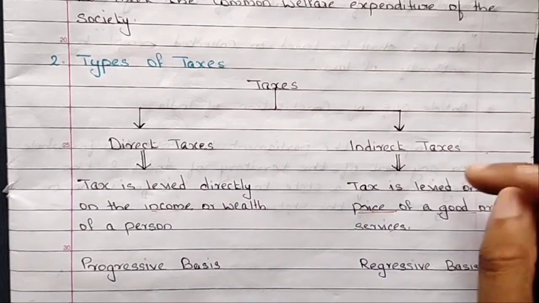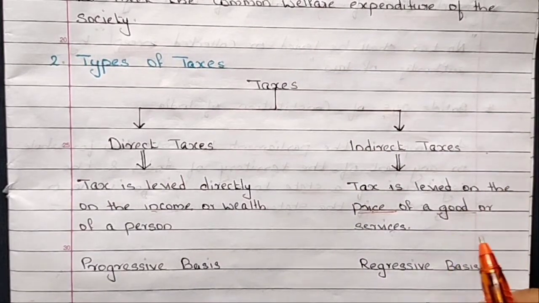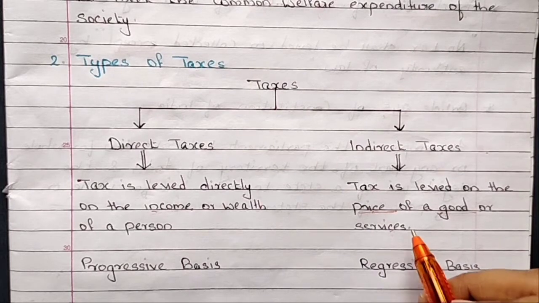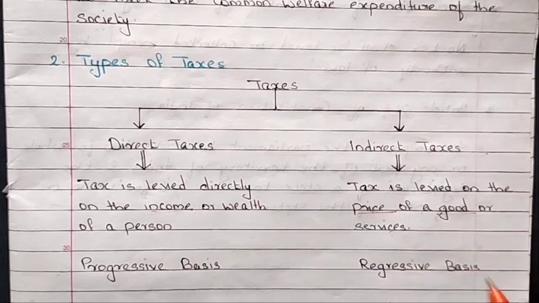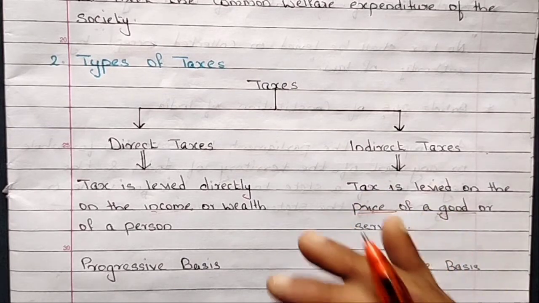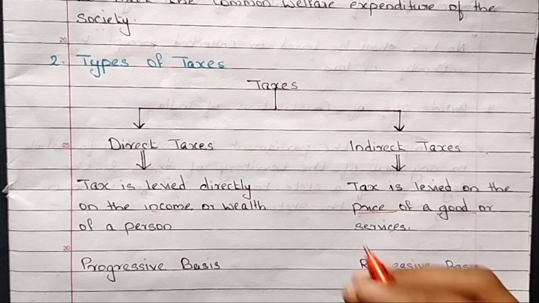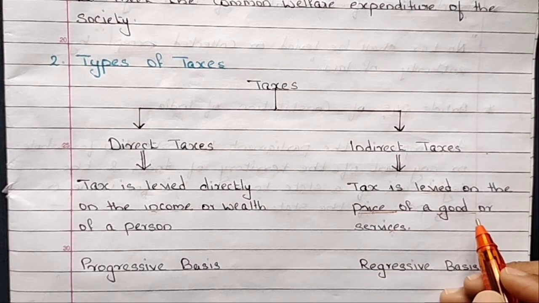Whereas indirect tax is a tax levied on the price of goods or services. So it is a tax paid on the price of goods or services. It is not on the income earned by a person. The tax is collected on the price of goods or services.